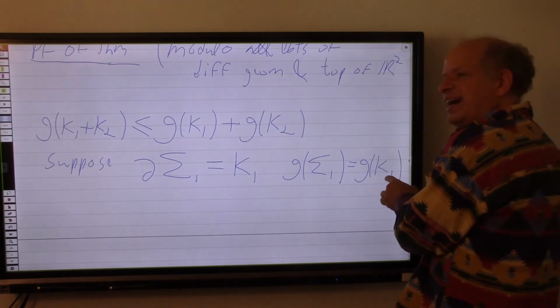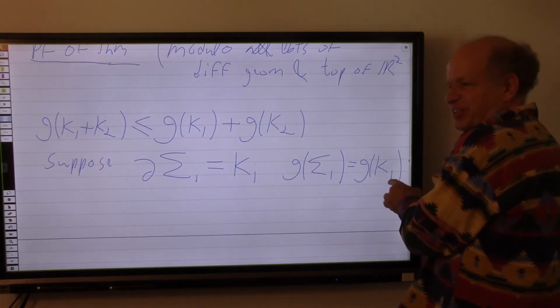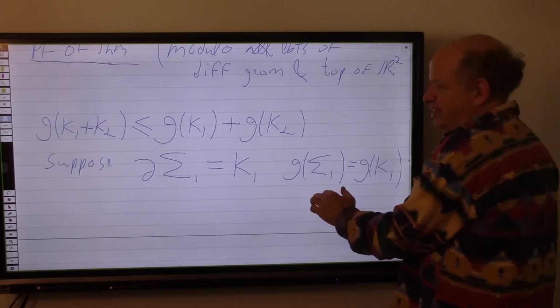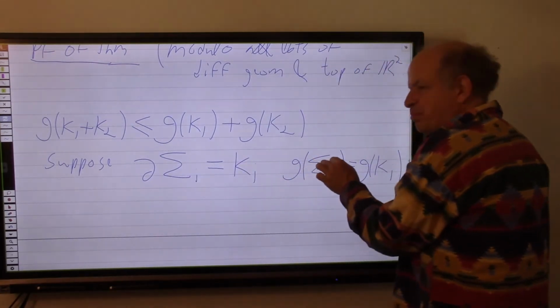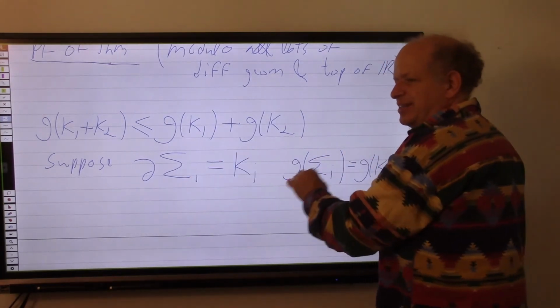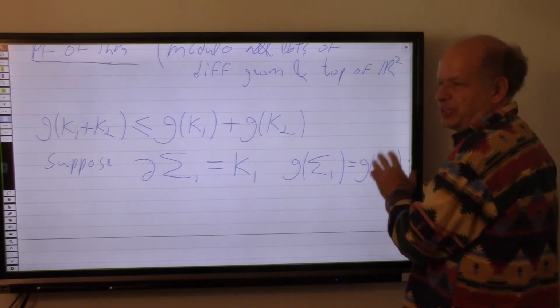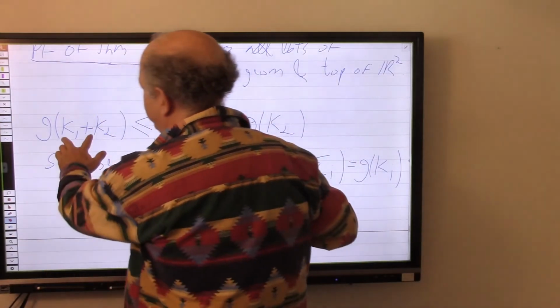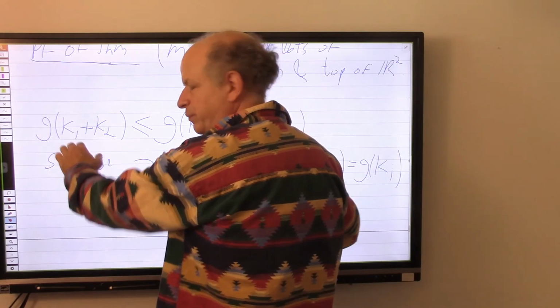The genus of Ki is the minimal genus of a surface, and the genus of sigma i is the genus of sigma i. So really I'm saying sigma i minimizes the genus. It's not just a Seifert surface, it's a Seifert surface of minimal genus. So now I want to construct a Seifert surface for K1 plus K2.